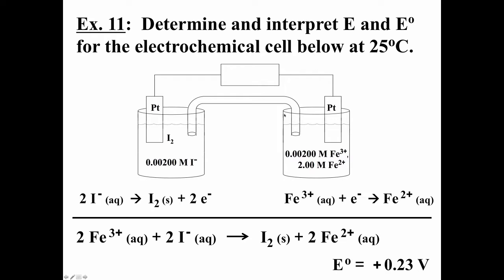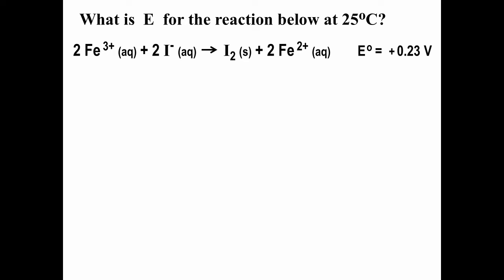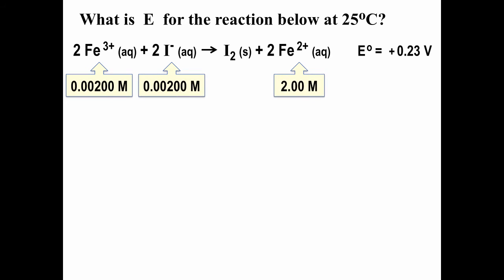Here's once again looking at the electrochemical cell. Note that we have non-standard concentrations of I-, 0.002 molar, of Fe3+, 0.002 molar, and of Fe2+, 2.00 molar. So if we calculate E, we're going to have to take that into account. So here's the reaction with the E naught, and here are the concentrations of the aqueous species. As indicated, Fe3+, 0.002 molar, I-, 0.002 molar, and Fe2+, 2 molar.